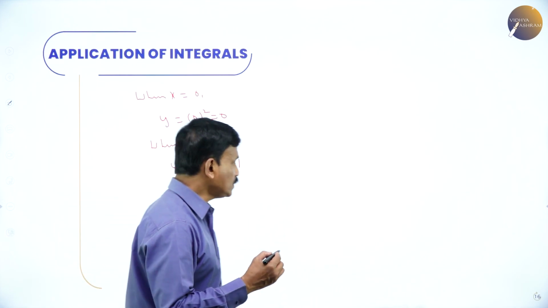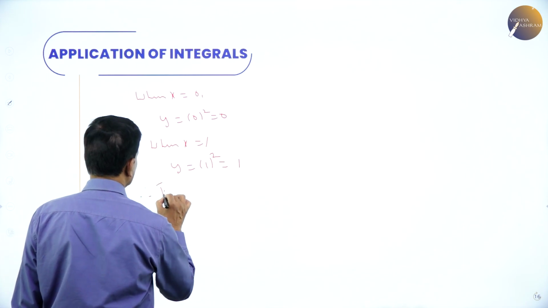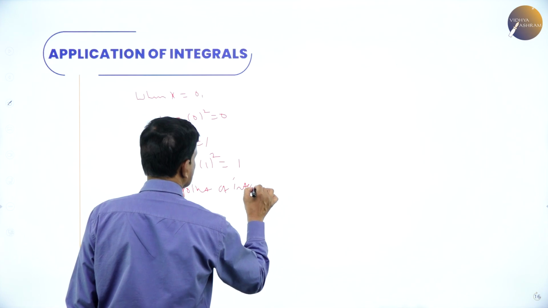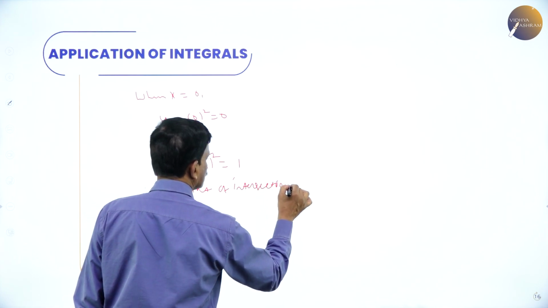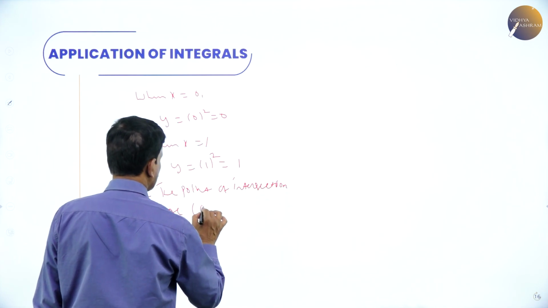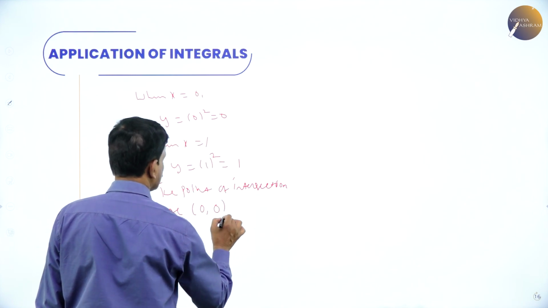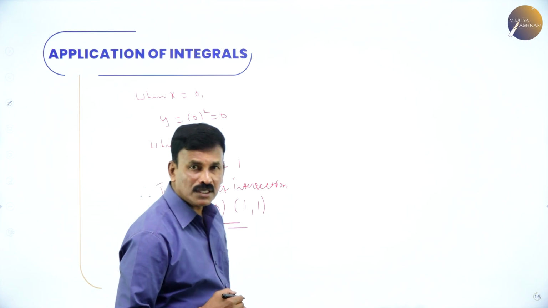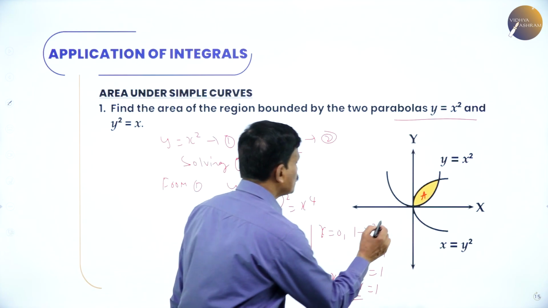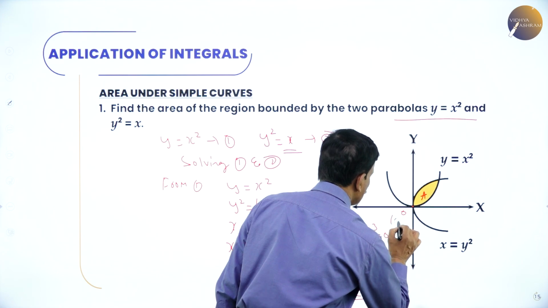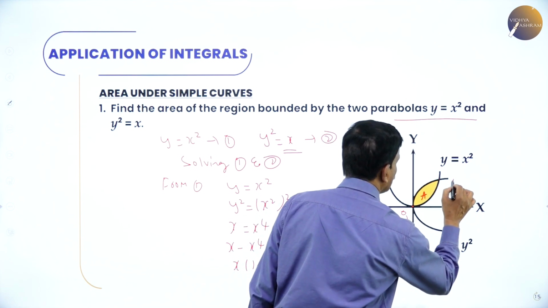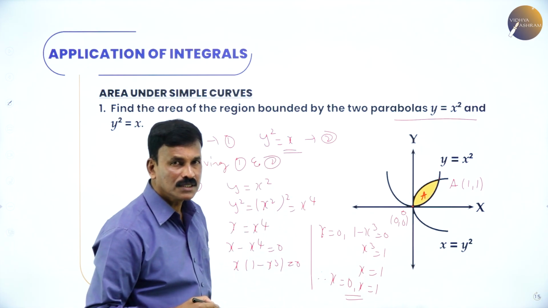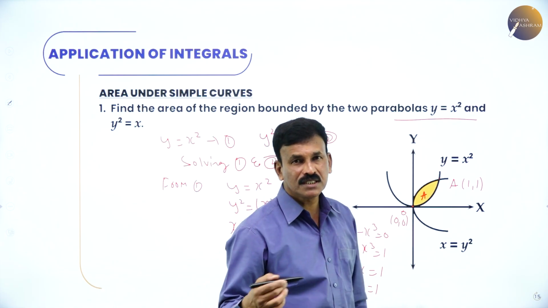So therefore the points of intersection are, first point, when x is equal to 0, y is also 0. When x is equal to 1, y is also equal to 1. These are the points of intersection. Here the points of intersection are 0, comma 0, and this is the point A, 1, comma 1. Now, how to find the area of the shaded region?